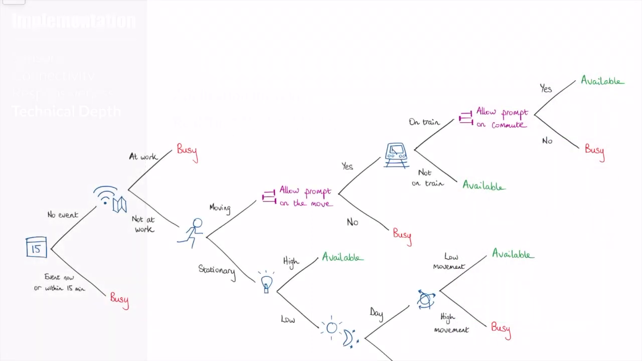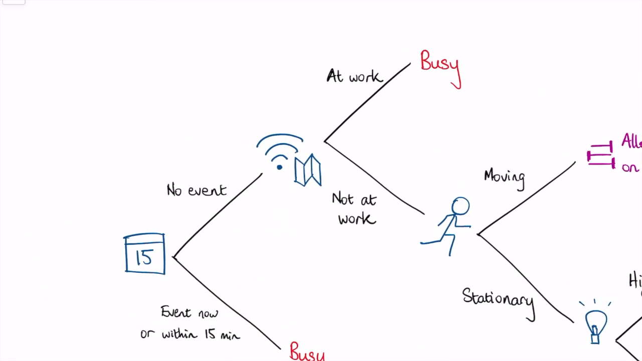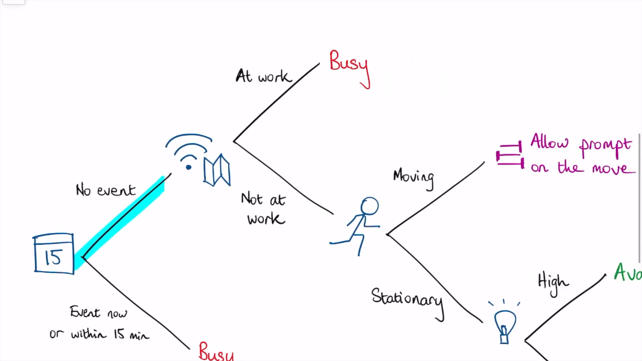In order to get an accurate context of the user, we use a sophisticated decision tree with inputs from a multitude of sensors. Let's go through an example to see how we determine whether a user is busy. Stephen's calendar is free for the next hour. With smart work detection, we are able to see that he is not at a commercial address and is therefore not at work.